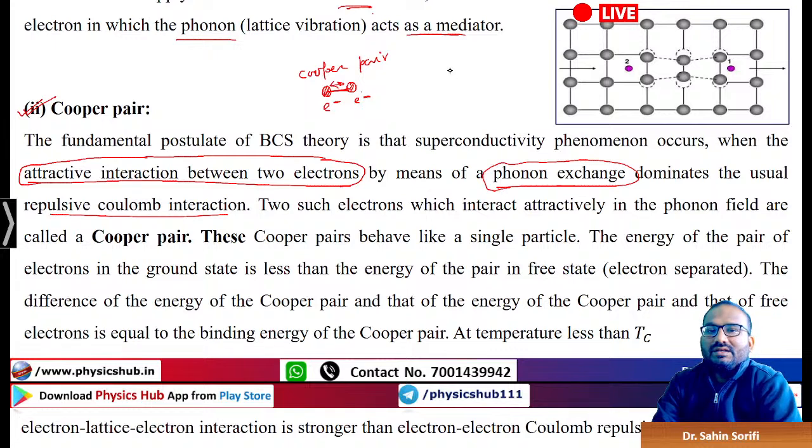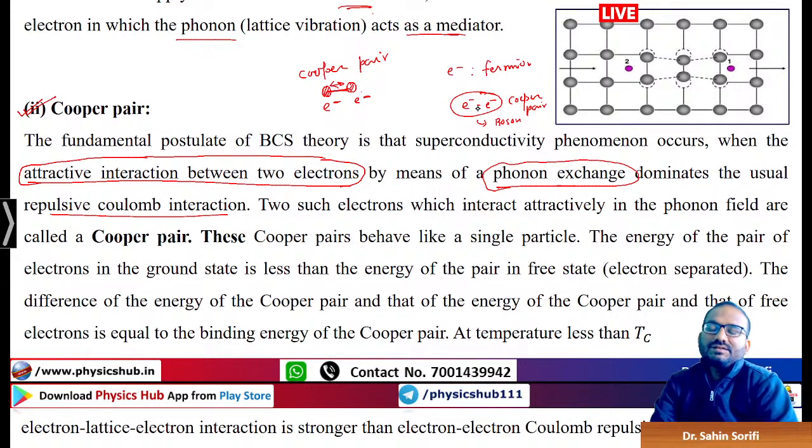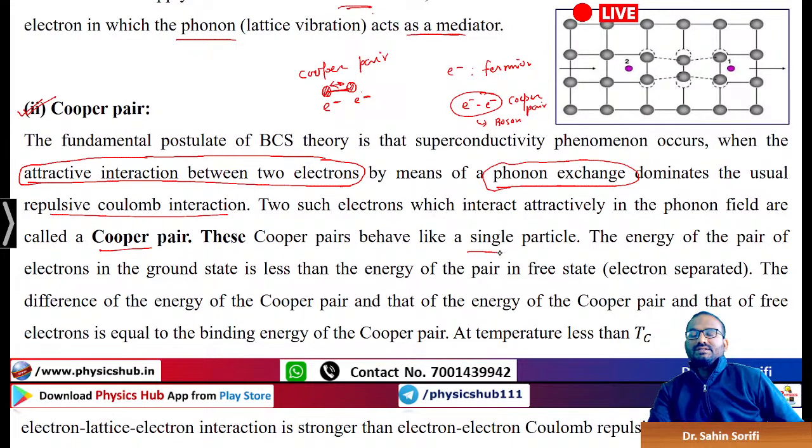You know, is an electron a fermion or a boson? Electron is a fermion, spin half. But when an electron pair is formed, a Cooper pair, it becomes a boson, right? The spin becomes integral. For a fermion it is spin half, but for two electrons the spin may be 0 or 1. Let's say 0 if they have opposite spin. So 0 means boson. Two such electrons which interact attractively in the phonon field are called a Cooper pair. These Cooper pairs behave like a single particle.